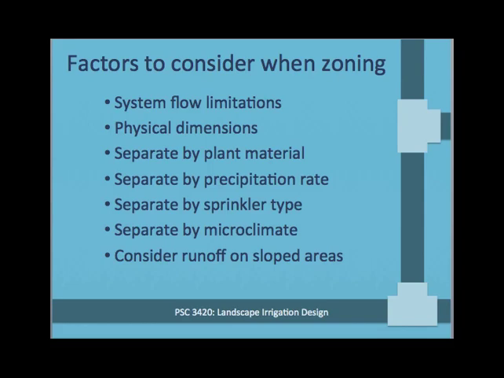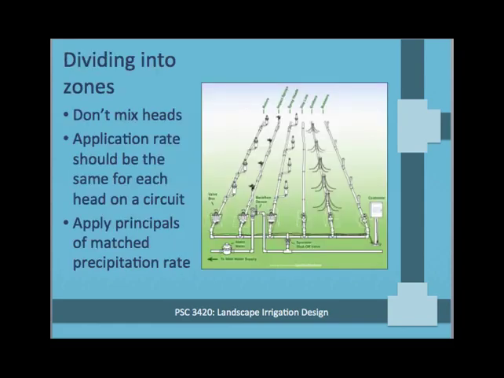You can also separate areas out into zones by microclimate. So this would allow you to consider whether the area is sunny, whether the area is shady, is it getting a lot of reflected heat, so on, things like that. And then finally, you'd want to zone sloped areas separately because you're going to need to schedule irrigation on those areas differently than you would flat areas. And so you want to be able to do that easily, and one of the ways to do that effectively is to separate them into their own zone.